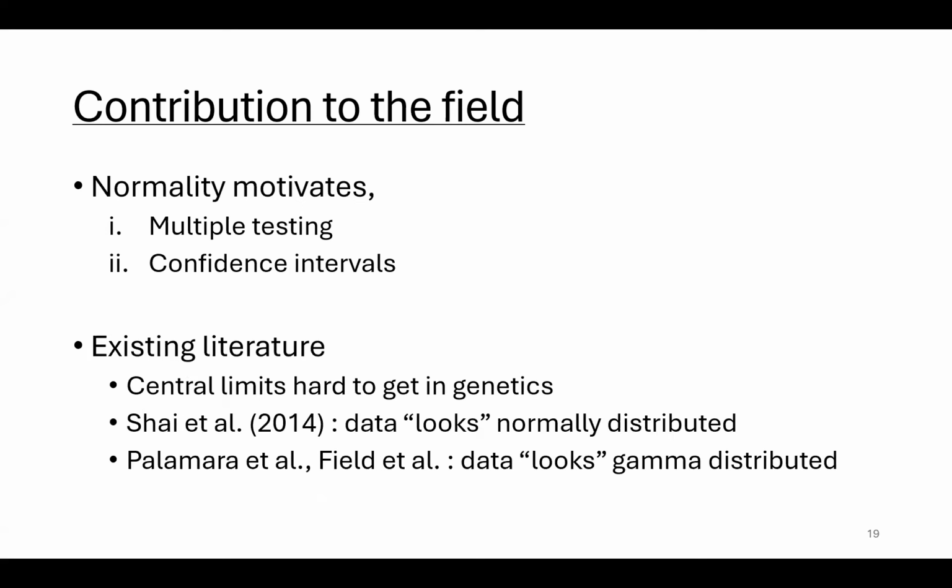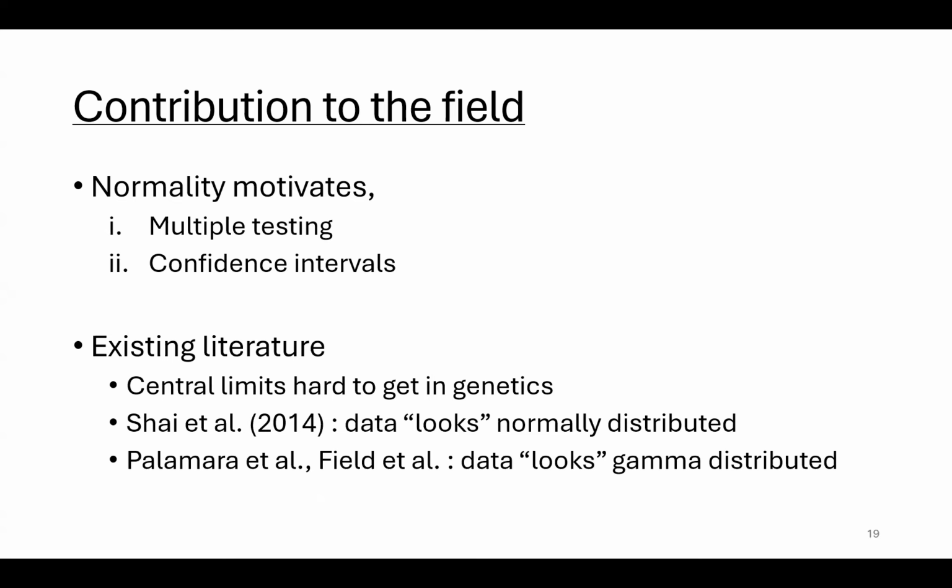Relative to the existing literature, it's actually usually quite hard to get any asymptotic result in population genetics, as you have to grapple with complicated correlation structures that you don't observe. So if we look at some other authors here, we've got a paper from Shai et al. in 2024 that note that their summary statistic looks normally distributed. Then we have Palomar et al. in 2018 and a Field et al. paper in 2016 that observed that their summary statistic looks gamma distributed.